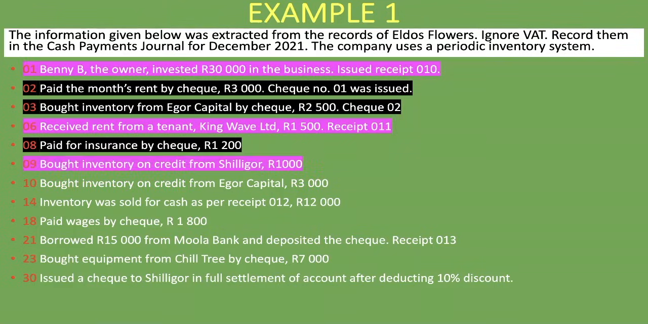So let's highlight that one. And then on the 10th, we bought inventory on credit from Ego Capital, 3,000 rand. Again, that's the same thing. We're going to skip that one because we didn't pay actual cash. We bought it on credit. So let's highlight that one.